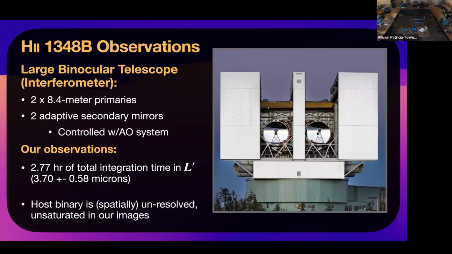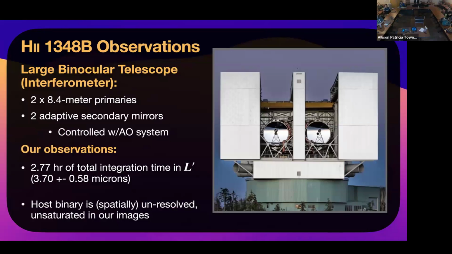The observations that we're looking at today were taken with the Large Binocular Telescope, specifically the LBTI interferometer instrument. So these are not interferometric observations, but we're using a single detector mounted between the two apertures and taking both PSFs from both 8.4 meter primaries, sending them up to the two adaptive secondaries, and then back down to be imaged on a single detector. We have almost 3 hours of integration, and that spectroscopic binary star is spatially unresolved.